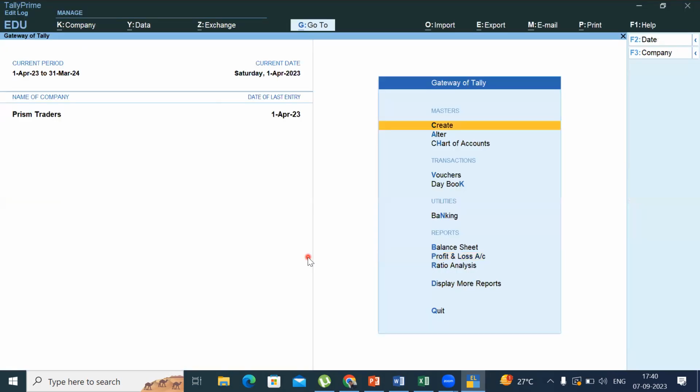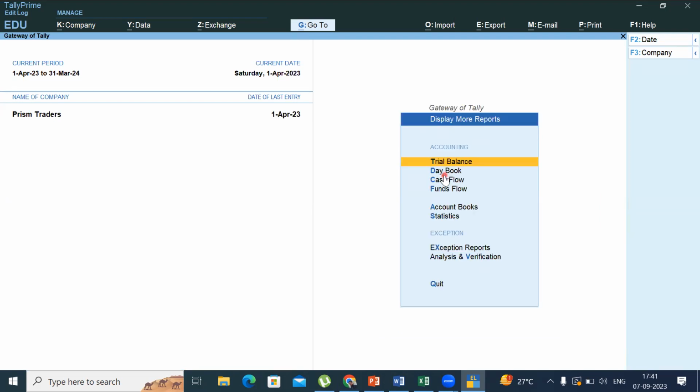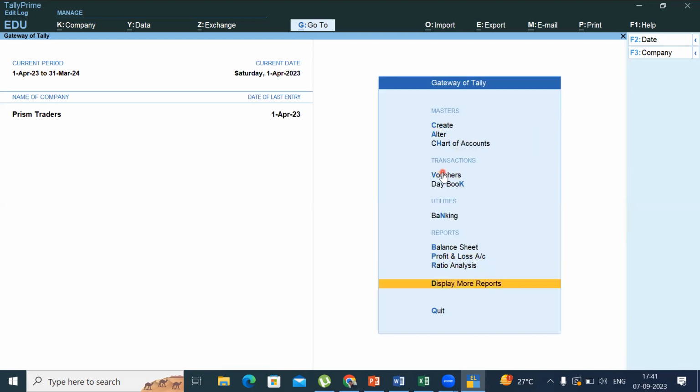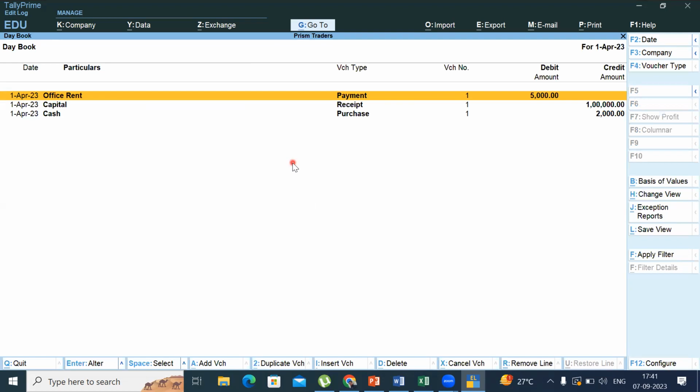Suppose sometimes you make a mistake in a voucher, so go to the day book. The day book facility is available in two ways. The first is on the Gateway of Tally, Day Book. The second method is the same option under Display More Reports. Actually, this is the oldest process, from the previous versions also, Display Day Book. In the Prime version, a nearer option has been introduced, Voucher Day Book. If you click on day book, all the day-to-day transactions are stored there. All the vouchers are stored in the day book.